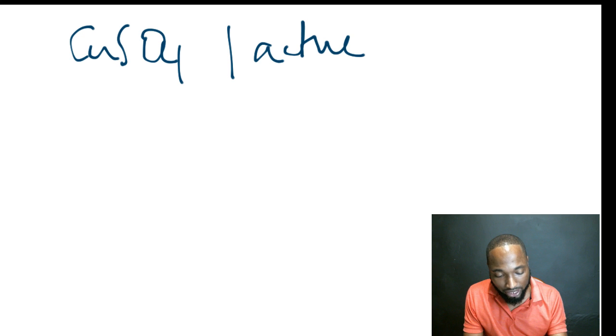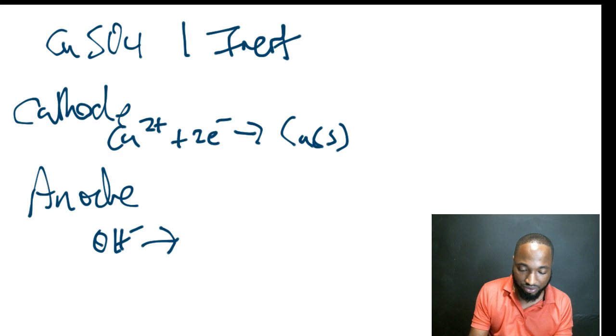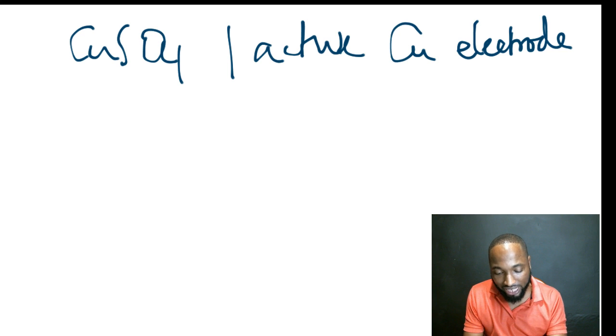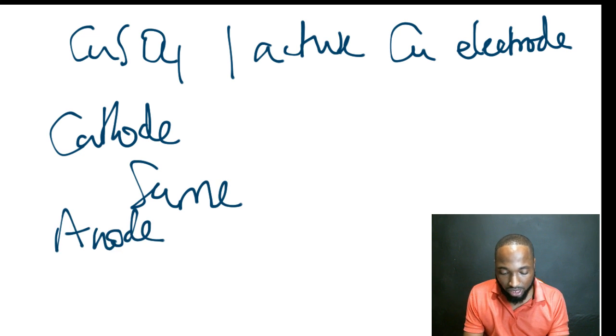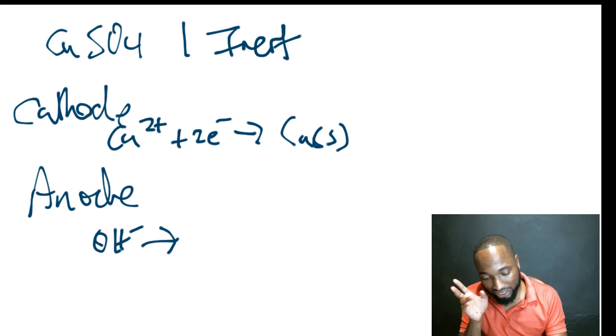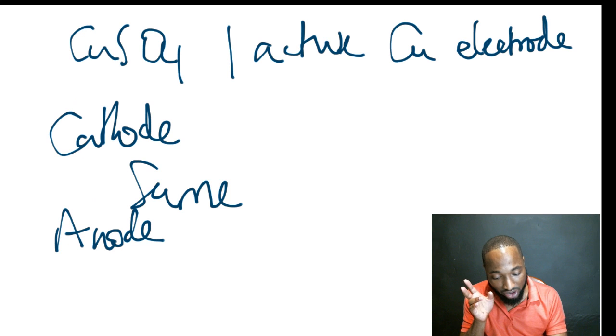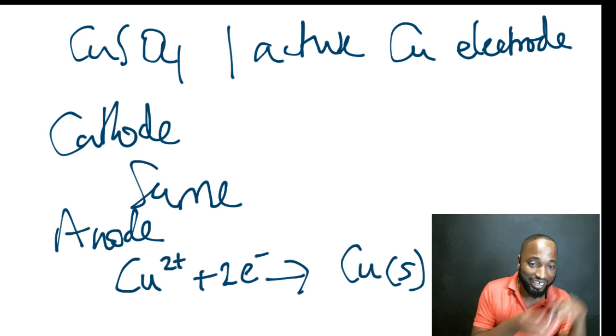So what will happen if we have copper sulfate, but we have an active electrode, like we're using copper as the electrode? Active copper electrode. The only difference, if you remember, at the anode, OH minus was taking place. So the difference is at the anode; at the cathode, we have the same. So you learn chemistry by learning the exceptions. There's a tip in learning chemistry. But at the anode, you have the copper doing the reverse. Instead of OH minus, the copper is turning around and doing the reverse. So you end up with copper 2 plus and 2e minus, giving you back copper solid. So you're losing copper on this one and you're gaining copper on that one.